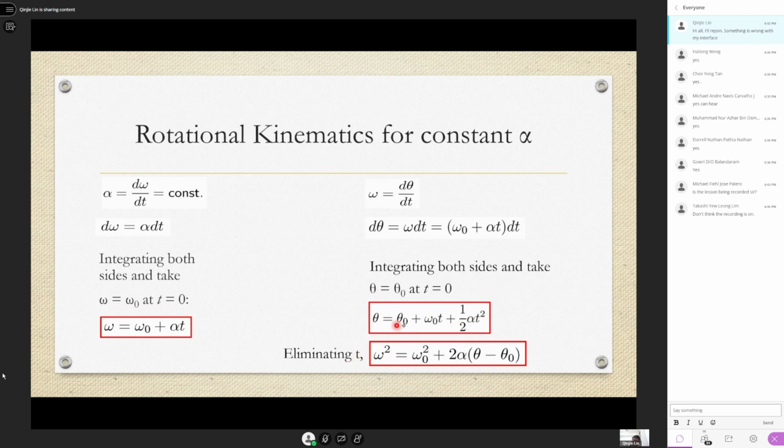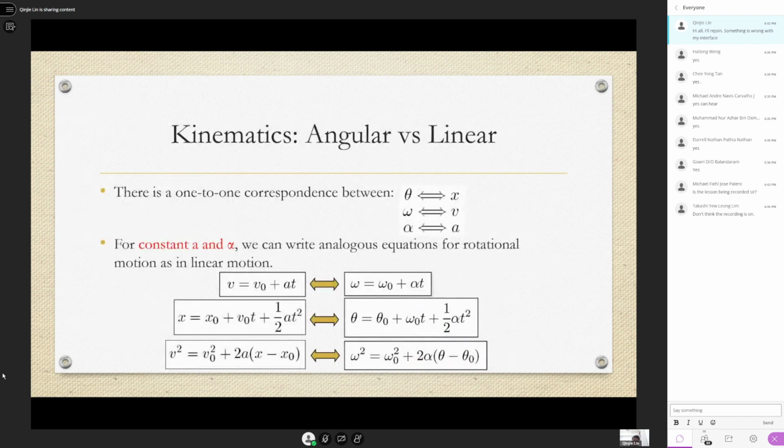And eliminating t, same thing, you'll get something like this: omega squared equals omega naught squared plus 2 alpha theta. This theta is basically our angular displacement. So this is very similar to v squared equals u squared plus 2as. So you see all the equations, they are very similar to whatever we have studied in the first lesson. You just need to know how to use those, then you can do this rotational kinematics, no problem.